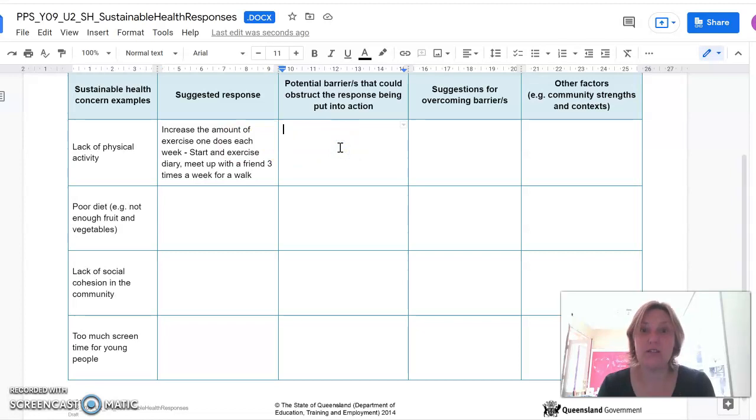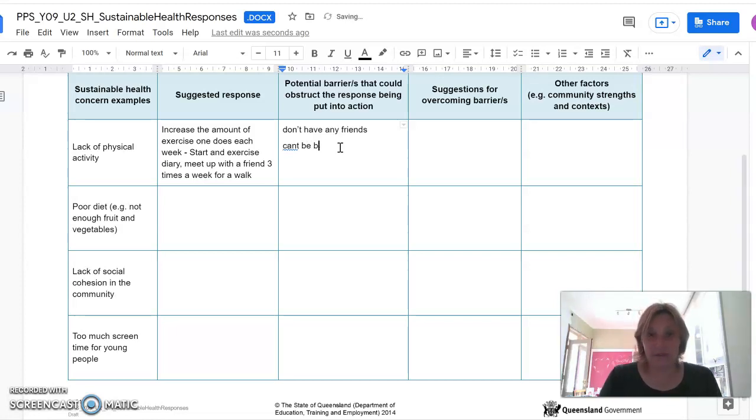Potential barriers that could obstruct the response being put into action. Someone might say, don't have any friends. Someone might say, I'm too tired, can't be bothered. Whoops, it would help if I could spell properly. So some suggestions for that. What could we do if people don't feel like they've got a friend? Maybe they could walk with a sibling. Maybe they could walk with their dog if they have one, or they could walk the neighbour's dog. They could walk with a parent, or they could go on their own.